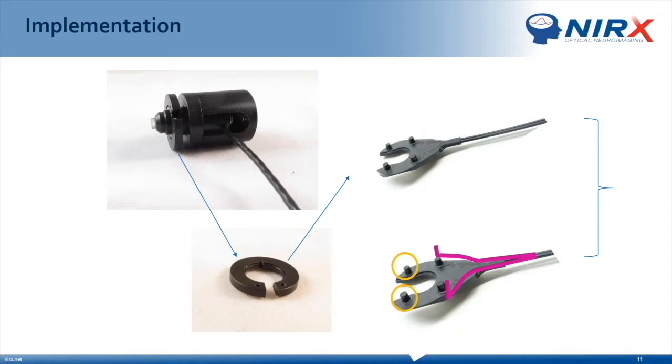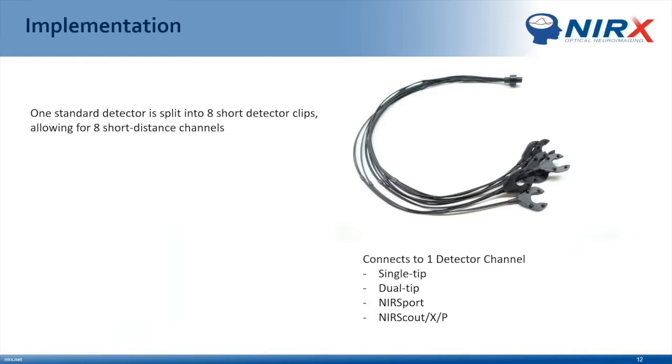reception. And how they are implemented into a bundle: we have 8 rings on one side, all funneled into one output, which then would be connected to a detector, which could be single or dual tip, could be a NIRSport active detector or fiber detector for our desktop systems, NIRScout. If you have seen a short detector bundle, you will find that in one bundle, we will have 8 of such short detector clips, which are then placed around 8 different sources, again, which means forming 8 short distance channels.